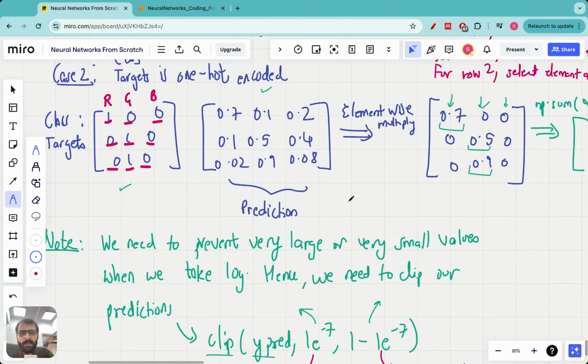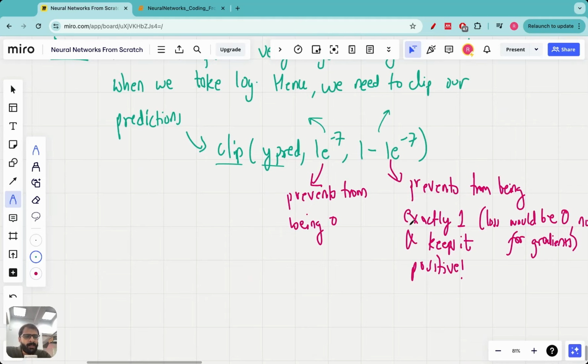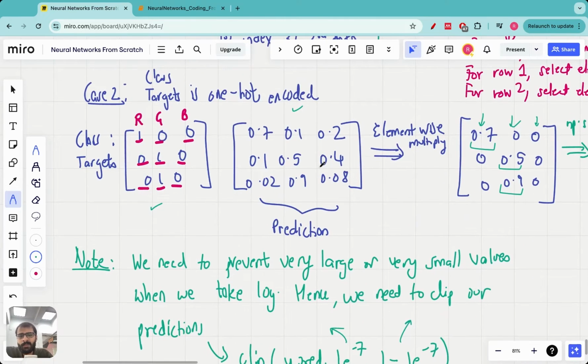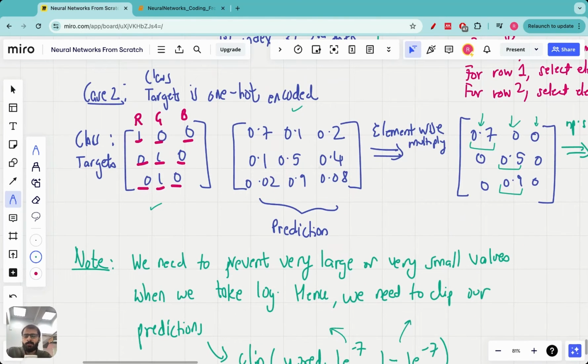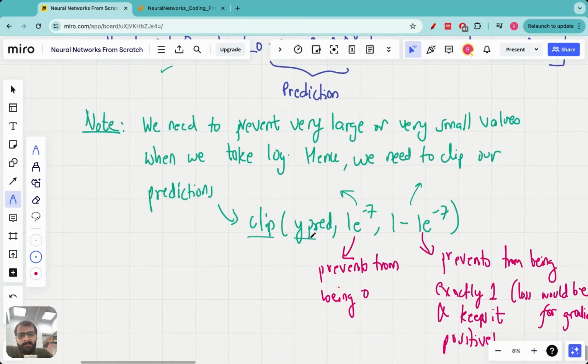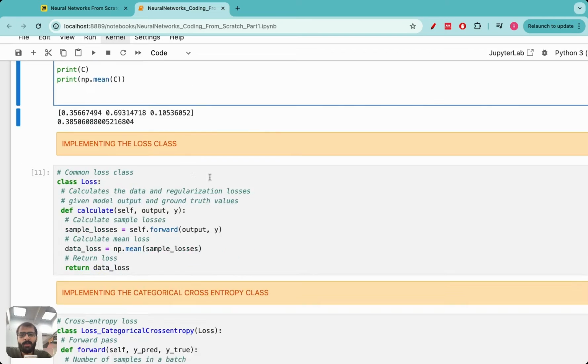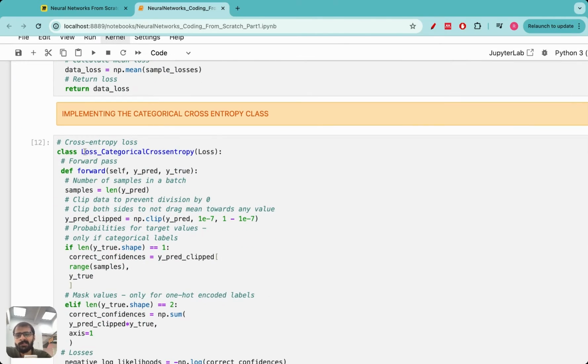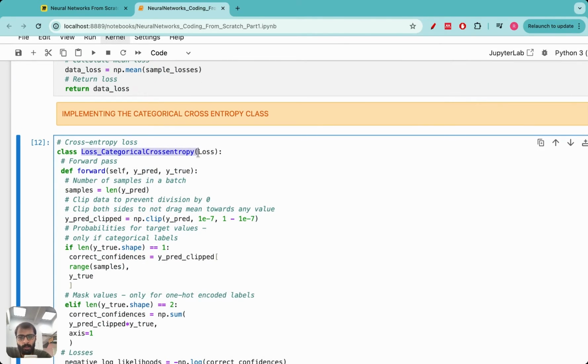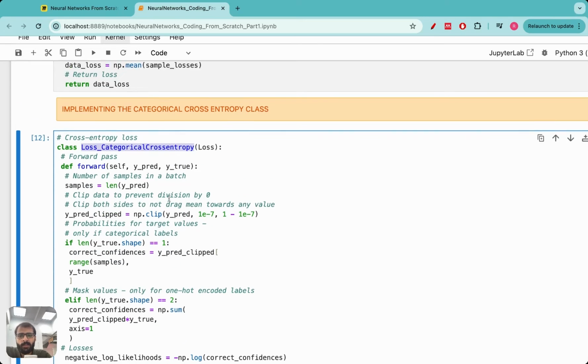And we also don't want any element to be zero, because that would lead to some issues when we take the gradients. So when I show you the loss class right now, you will see this clip function, but it has a very simple function which I just demonstrated to you. Now let us look at the categorical cross entropy loss class and how to implement that in Python.